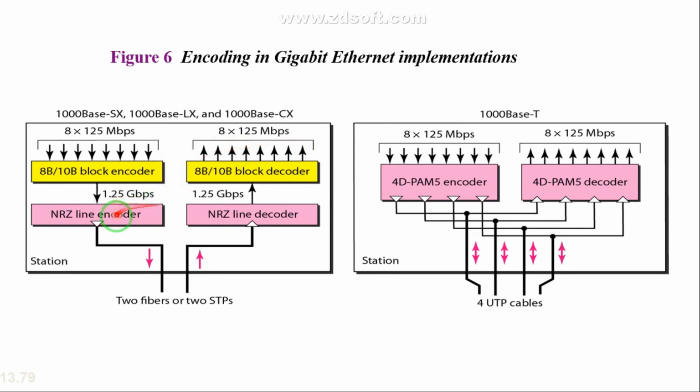But as you know, this NRZ scheme is not self-synchronous. So for that purpose, in order to overcome this problem, we use what? 8B/10B block encoding scheme. Due to which it results in a data rate of 1.25 Gbps, and then it has been fed to this encoder.